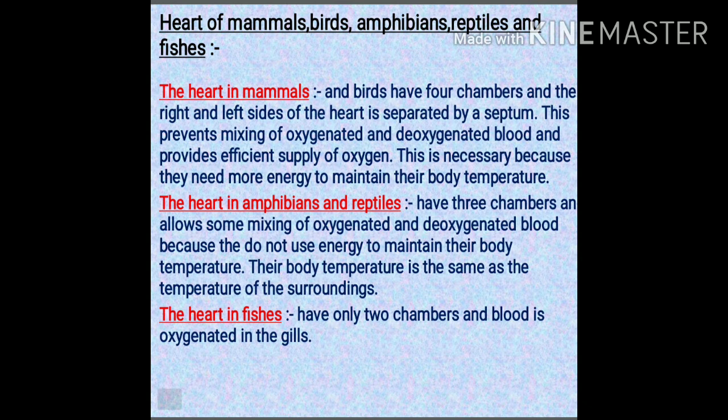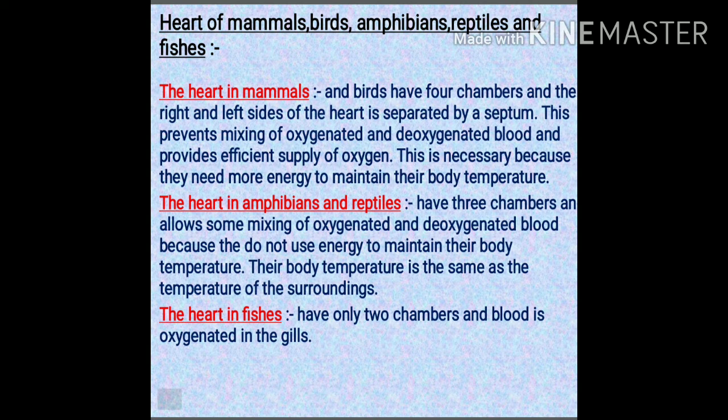Before we get into detail of the working of the human heart, let us understand the heart of mammals, birds, amphibians, reptiles, and fishes. The heart in mammals and birds has 4 chambers, and the right and the left sides of the heart are separated by a septum, as I have already discussed in the case of humans. This prevents mixing of oxygenated and deoxygenated blood and provides sufficient supply of oxygen. This is necessary because they need more energy to maintain their body temperature.